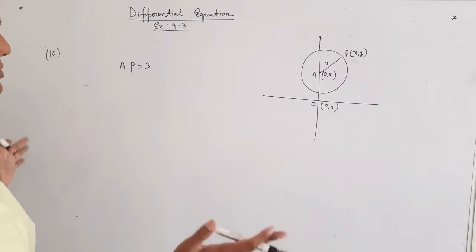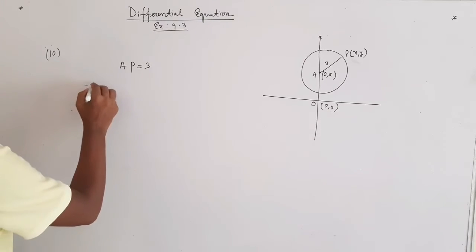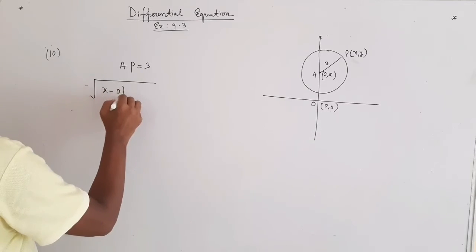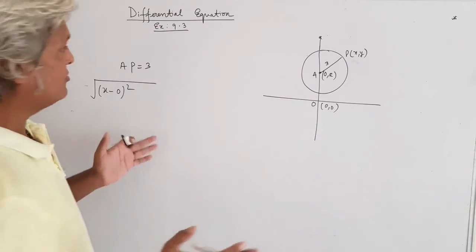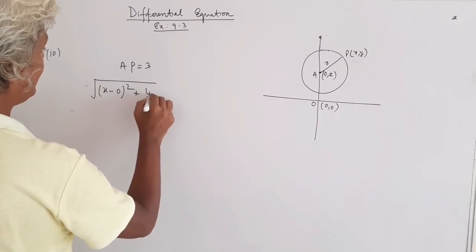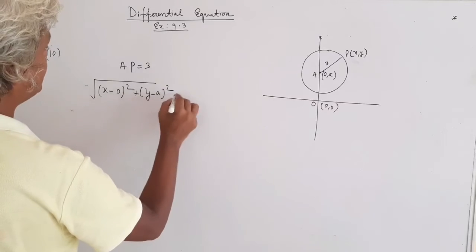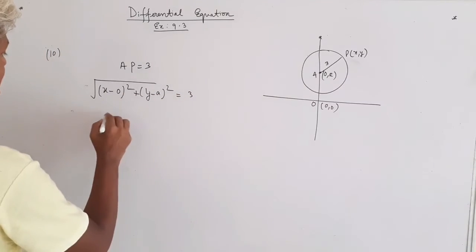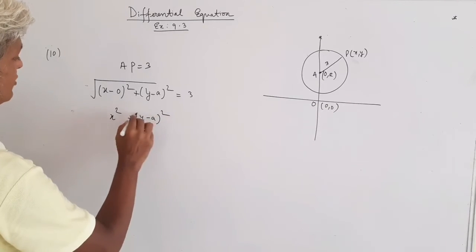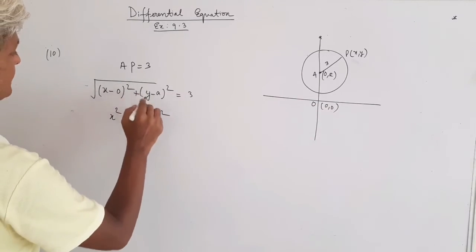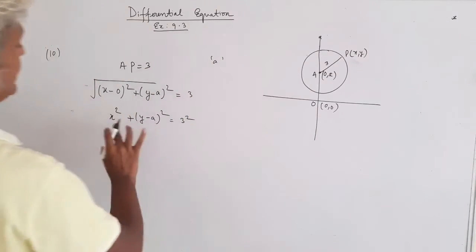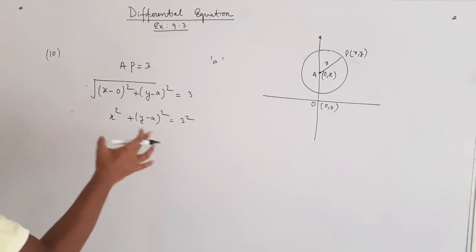Using the distance formula, the square root of (x2 minus x1) whole square plus (y2 minus y1) whole square, we get the square root of x minus 0 whole square plus y minus a whole square is 3. Now just square it. So x square plus (y minus a) whole square equals 3 square. So we have a as the parameter. Now we have to eliminate a.